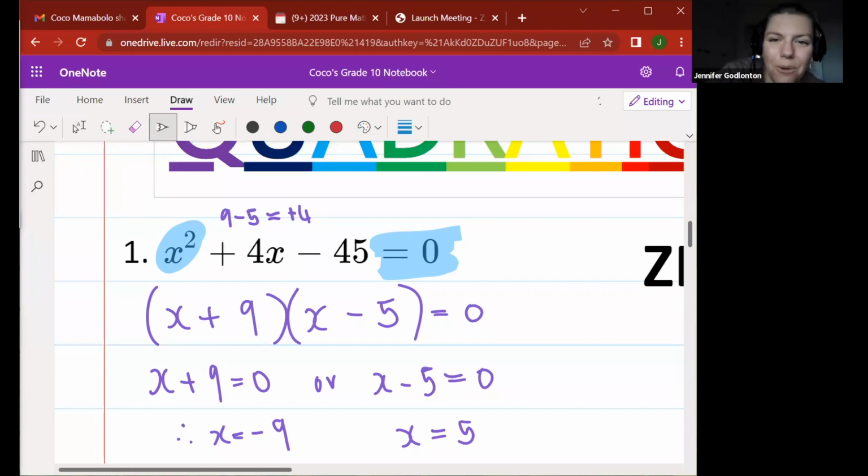Okay, let's see how we would get marks here. Our first step, we'd get a mark for being able to factorize that correctly, and then you would get a mark for each one of those answers at the end.